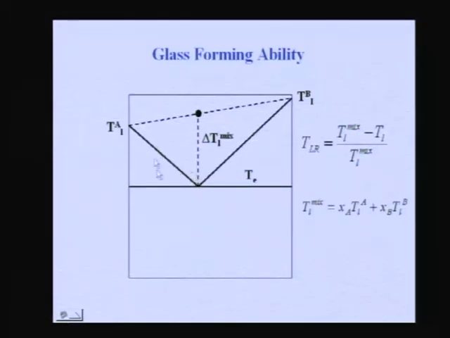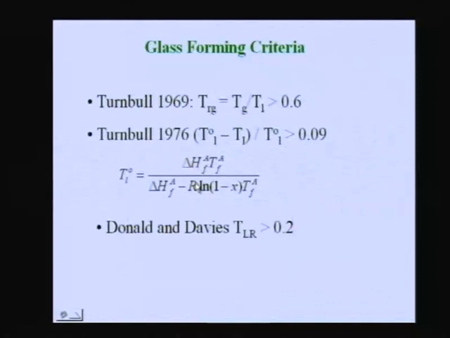And if I compare various compositions, I can easily see that TRG will be the highest for what composition? For the eutectic composition, because for the eutectic composition TL is lowest. So in TRG the denominator is the lowest. TG is more or less constant, TG does not depend on the composition much, whereas TL can vary. TL is the lowest at the eutectic. So if the denominator is the lowest, the fraction will be the highest. So at the eutectic temperature the TRG is the maximum.